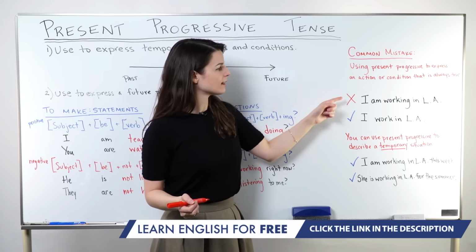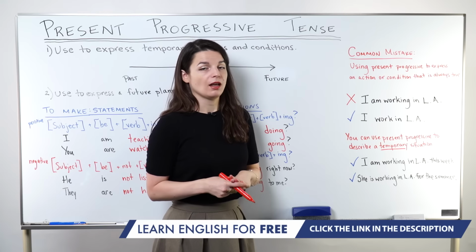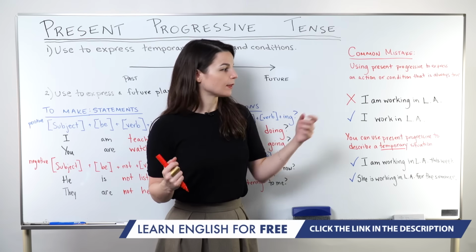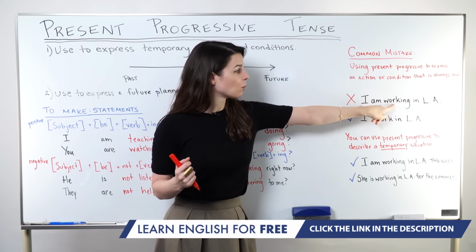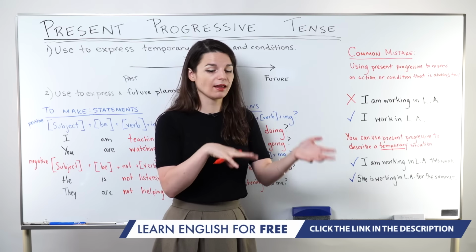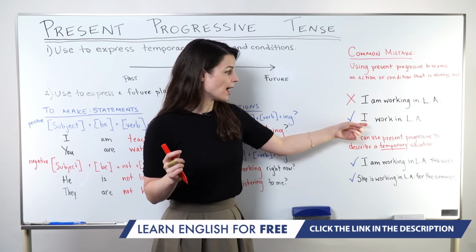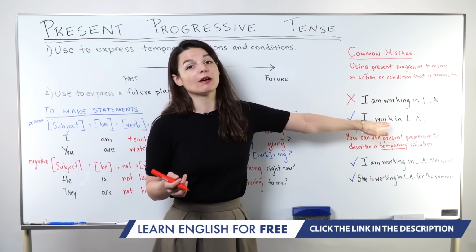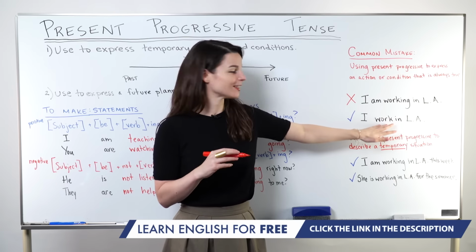Sometimes I hear a student say this. For example, I am working in LA. I am working in LA. So when the speaker wants to share their regular workplace, this is an incorrect way to do it. The reason this is incorrect is because working expresses a temporary action. But if your regular workplace is in LA, you shouldn't use present progressive tense to express that. Instead, you should say, I work in LA. I work in LA, simple present tense. For more about the simple present tense, you can take a look at the simple present tense video on our YouTube channel or our website.